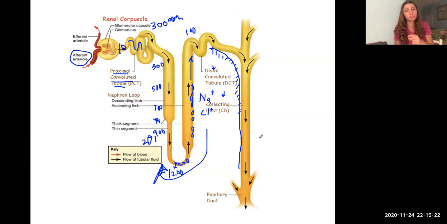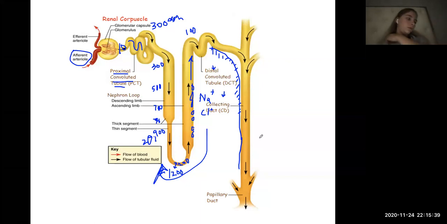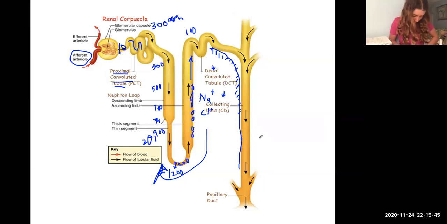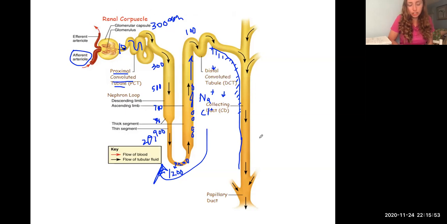It means ADH has nothing to do with it, because ADH is about water. The clearance has to do with anything that I need to be reabsorbing. ADH is a hormone, so it has nothing to do with it. Can you say the two names again? Inulin and creatinine. You probably need to know creatinine. Inulin is one and creatinine is the other. I think it's inulin.